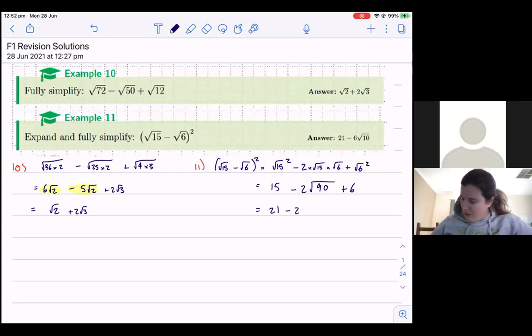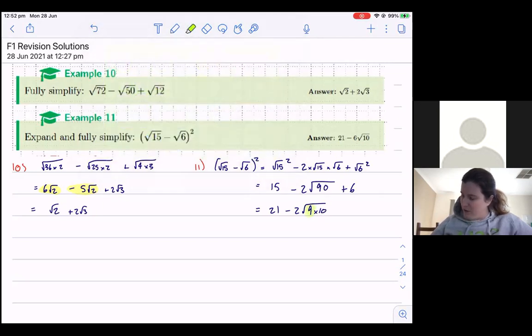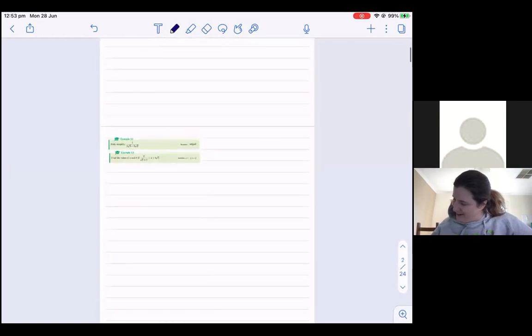Take 2 root. Now, what square number is going to 90? 9 is the only one I can think of. 9 times 10. So this 9 itself is going to end up as 3 when it comes out the front, but there's a 2 out the front, so we multiply them. So it's going to be 3 times 2 is 6 root 10. We'll leave it as that. Hopefully. Yes, got it right.